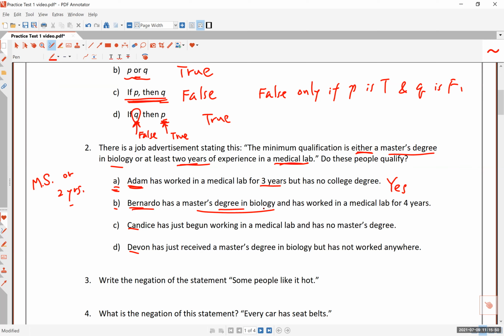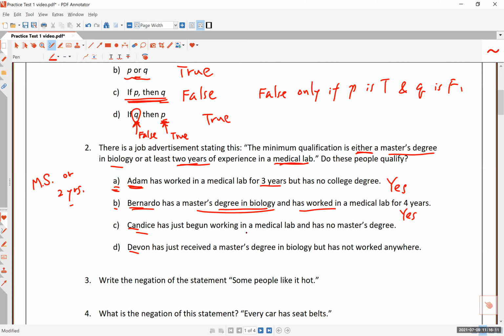Because just by the fact that he has a master's degree in biology, that would allow him to apply for this job. He has satisfied the minimum requirement. Okay, now you can read more if you like. He has worked in the medical lab for 4 years. Yeah, in fact, he satisfies both of these requirements.